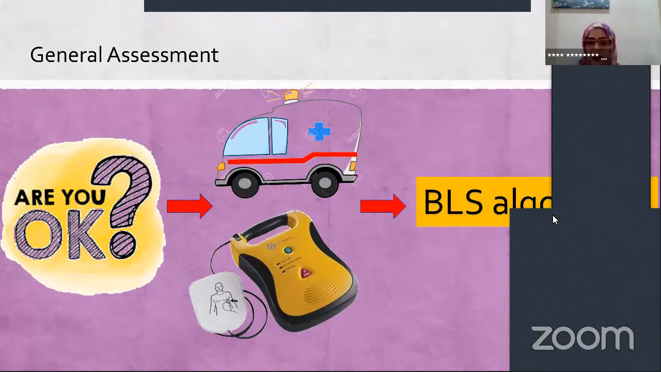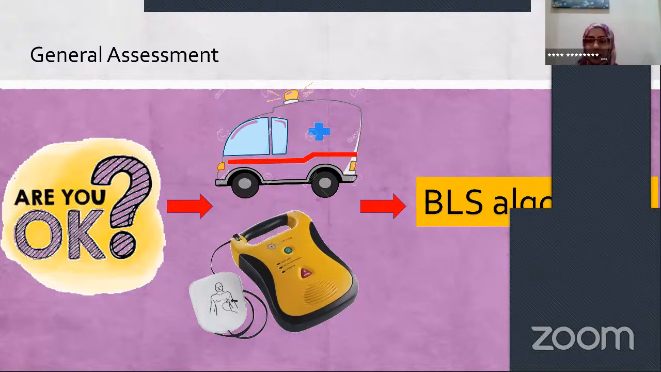But if he does not answer, we should shout for help. We should shout for someone to come and call an ambulance with AED or automated external defibrillator. And then we will start the BLS algorithm, the very important algorithm about which I'm going to talk today. Okay, and I will explain about this AED here too. Okay, this is the basic life support algorithm.